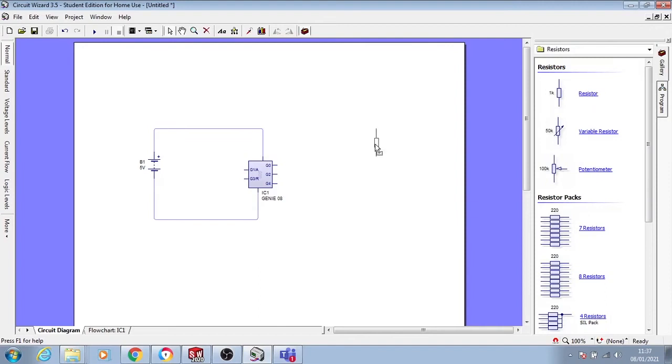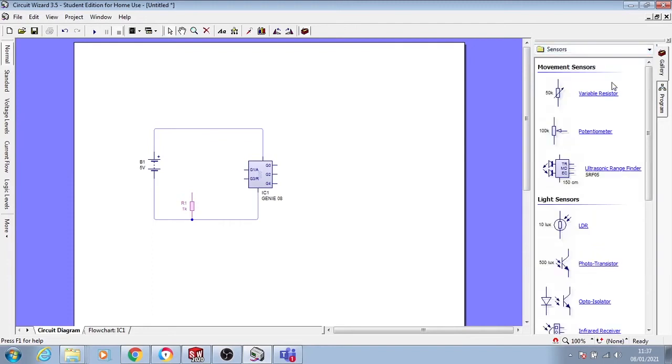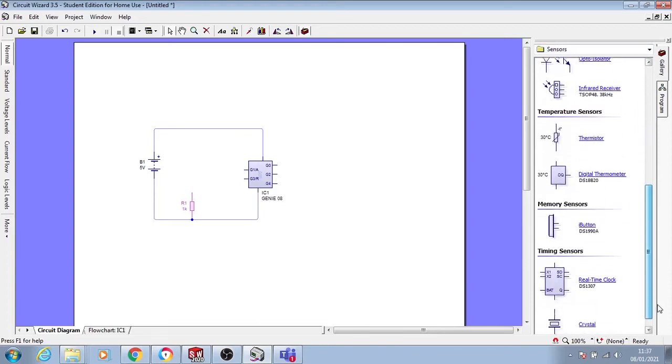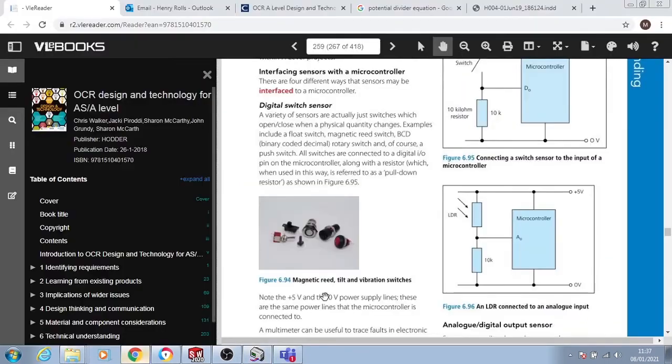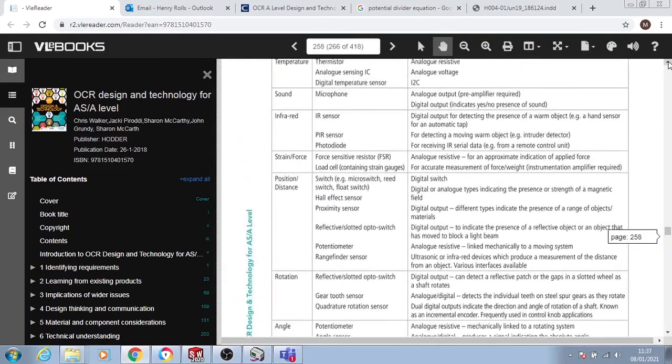Now, in this case, I'm going to just have a fixed resistor here and a variable resistor here. We can also draw LDRs and some sensors. You'll notice we've got an LDR there and a thermistor here. There's a few. They're not all changing resistor, variable resistor type sensors. You'll notice also in the textbook, on the page before, we've got a list of sensors here.